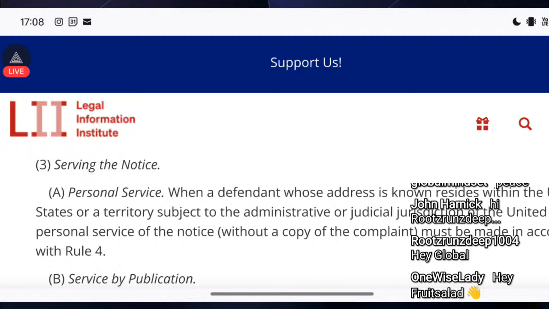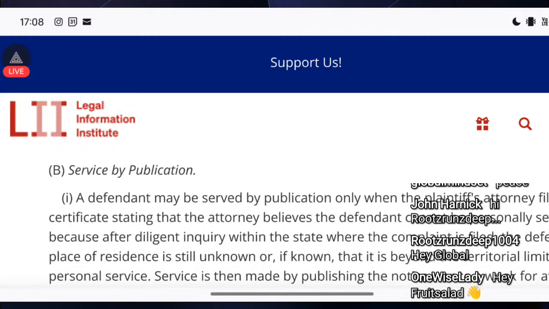Serving the notice. Personal service. When a defendant whose address is known resides within the United States or a territory subject to the administrative or judicial jurisdiction of the United States, personal service of the notice without a copy of the complaint must be made in accordance with Rule 4. Service by publication. A defendant may be served by publication only when the plaintiff's attorney files a certificate stating that the attorney believes the defendant cannot be personally served, because after diligent inquiry within the state where the complaint is filed, the defendant's place of residence is unknown, or if known, that it is beyond the territorial limits of personal service.